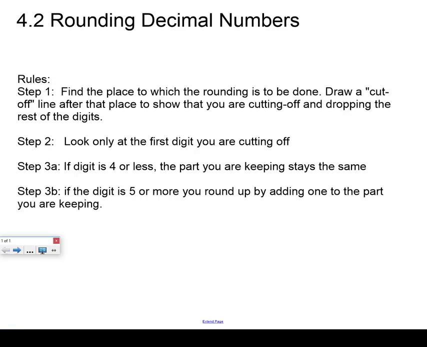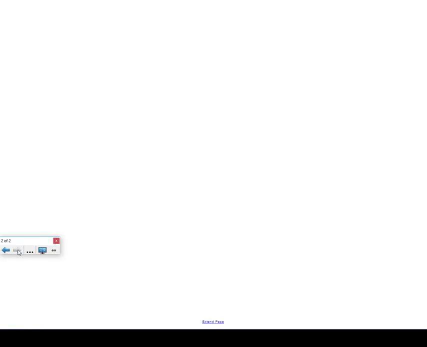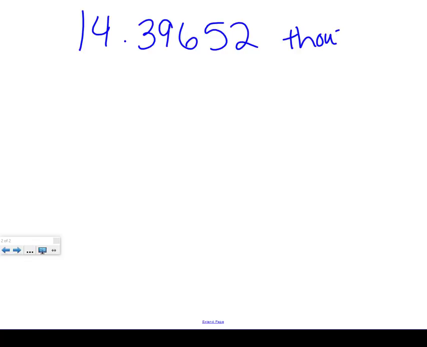So let's look at an example. Alright, here's our first example. We are going to round this number to the nearest thousandths. The first thing we need to do is find the thousandths place value: tenths, hundredths, thousandths. So I'm drawing a cutoff line after that number.